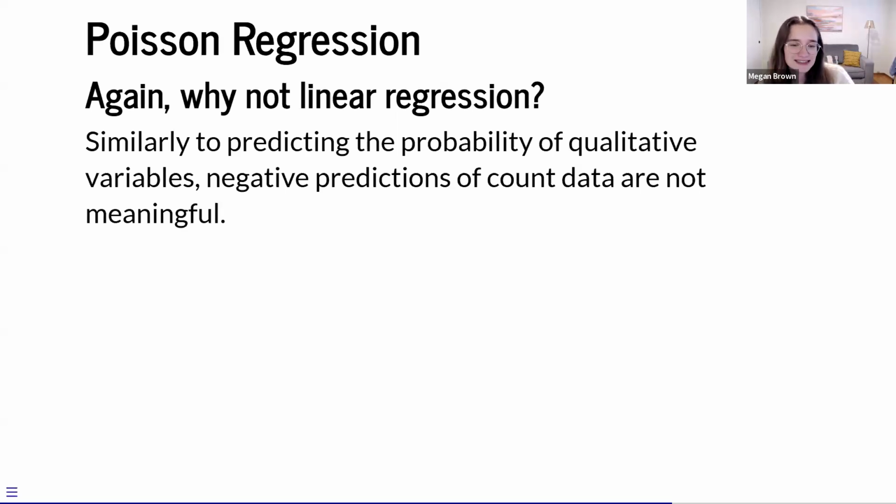This is the last in the book. They discuss the generative models, and I couldn't figure out why they specifically put the Poisson regression underneath the generative models. So I'm gonna go in a slightly different order. Similarly to predicting the probability of qualitative variables, negative predictions of count data are not meaningful.